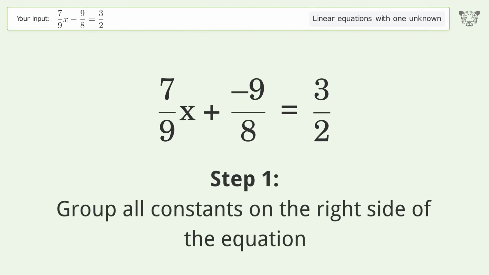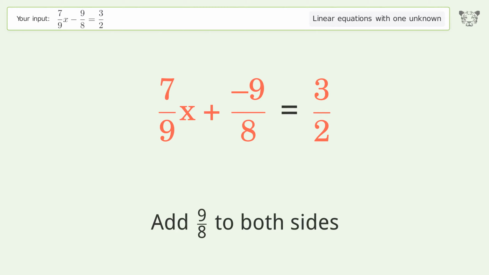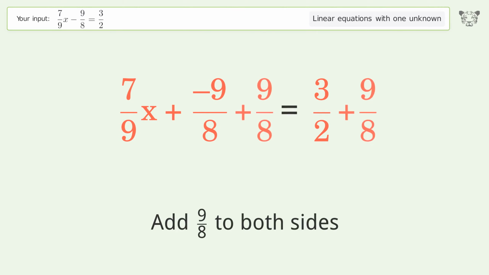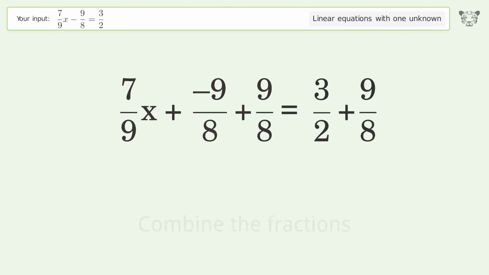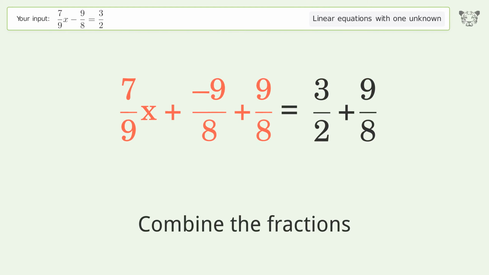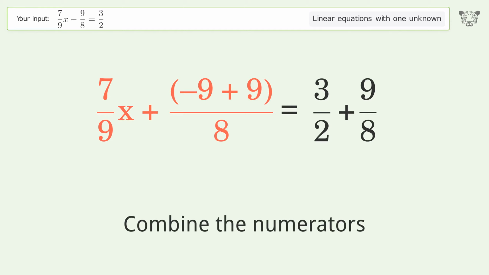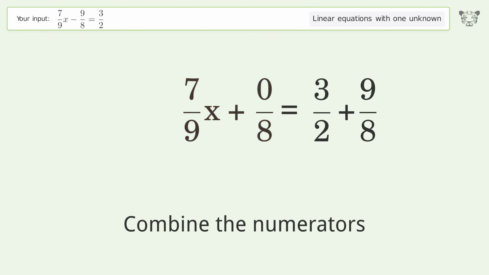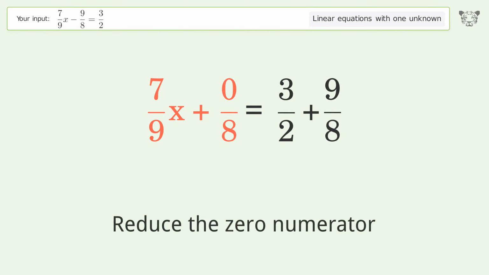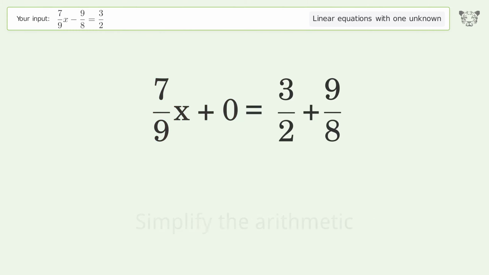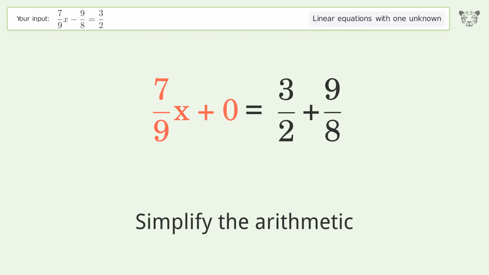Group all constants on the right side of the equation. Add 9/8 to both sides. Combine the fractions. Combine the numerators. Reduce the zero numerator. Simplify the arithmetic.